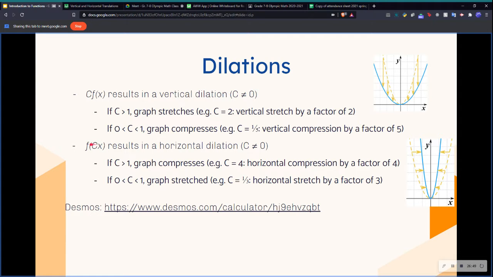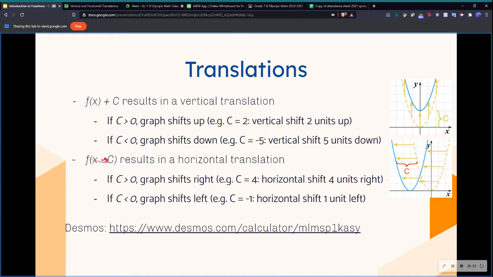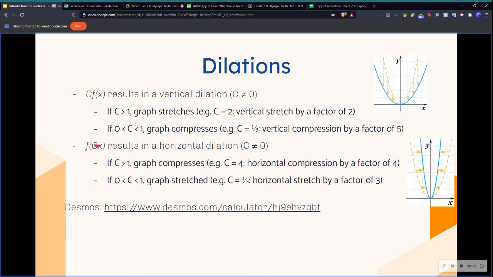Now in the second case, we have c inside the input, like before. So we have f of c times x, f(cx). For both of these, c cannot be equal to 0. And c also cannot be equal to 1, or else it would just be equal to its original function. This will result in a horizontal dilation, either stretching it outwards or compressing it inwards.